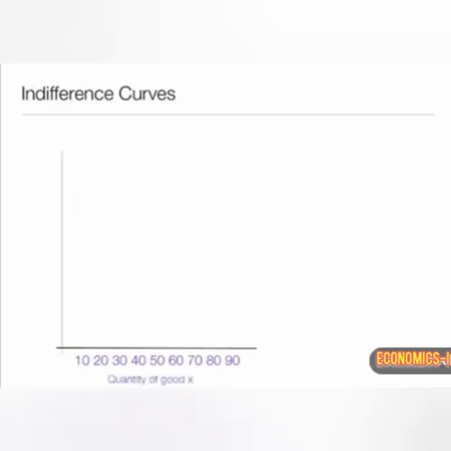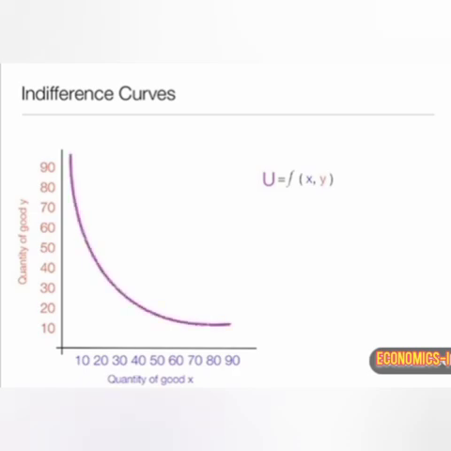We can examine this. Take along the x-axis the quantity of good x, and the same way on the y-axis the quantity of good y. This says that utility is equal to a function of x and y. Here we compare x and y, the relationship of utility. An indifference curve looks like this, downsloping and concave.